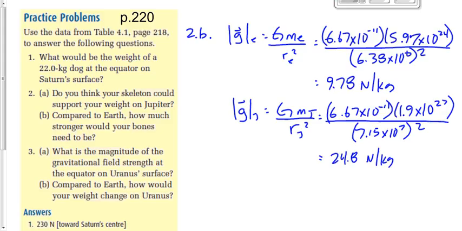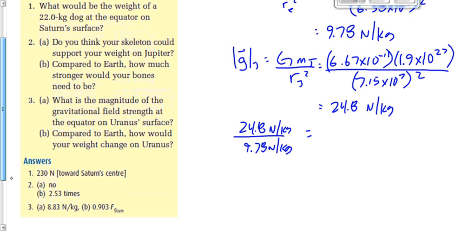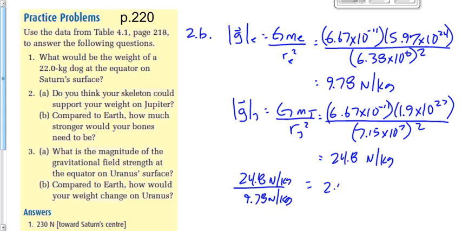All right, you want to find out how much stronger your bones would need to be. Let's divide the two. Let's say 24.8 newtons per kilogram divided by 9.78 newtons per kilogram. And I think we're going to end up with somewhere around 2.5, 2.53. So, no, clearly we wouldn't be able to survive that. Our bones wouldn't be adapted to that.